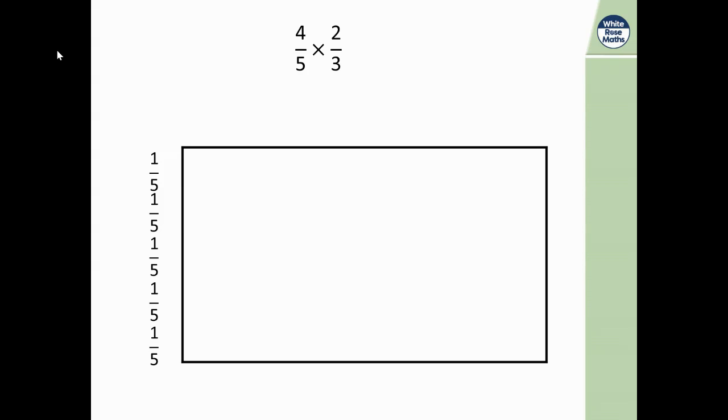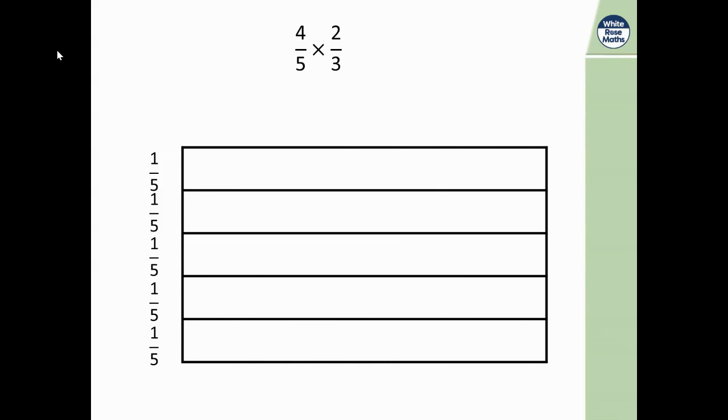Okay, let's start to see. So split the side into fifths. Remember, we wanted 4 of those fifths is what's going to matter to us. That's why this arrow has come in. So these 4 lines are going to matter to us.